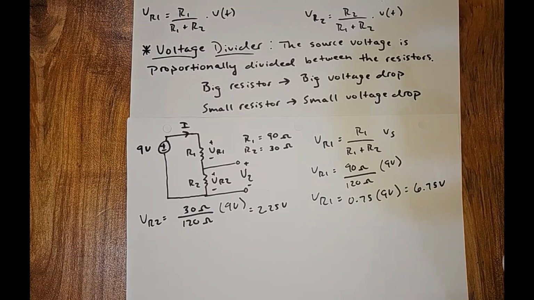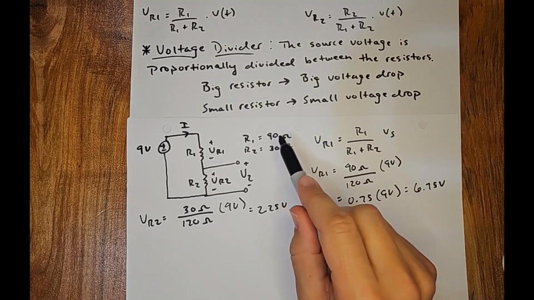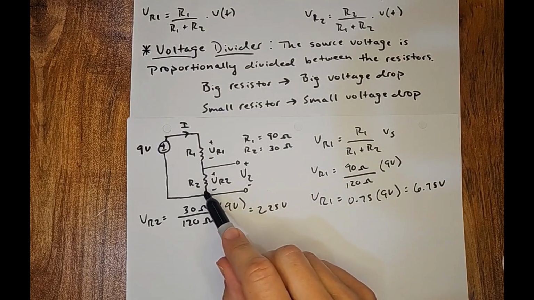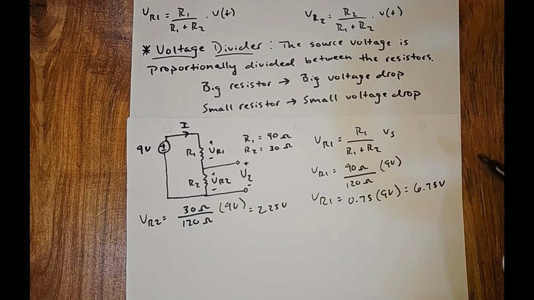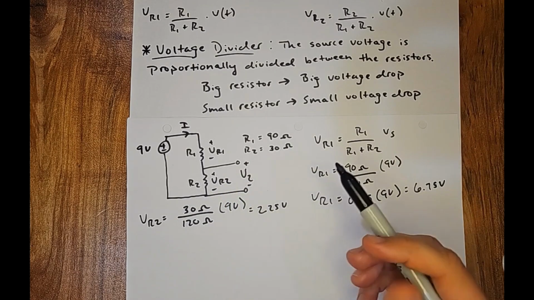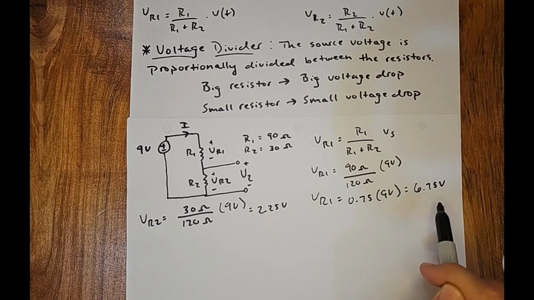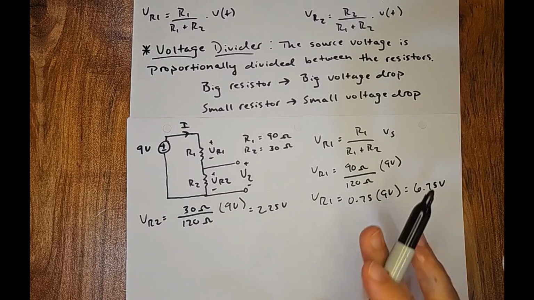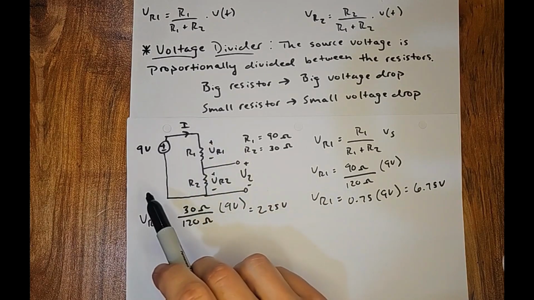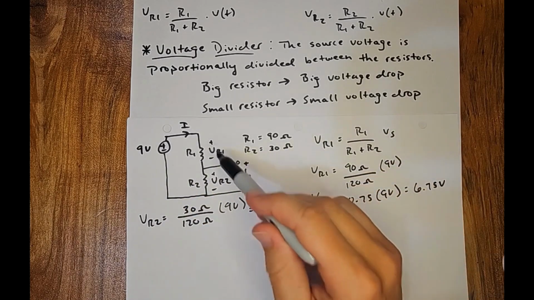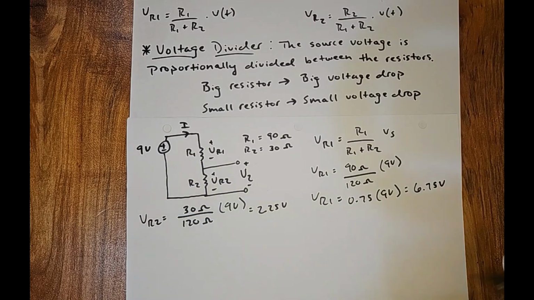Now let's see if that makes sense. R1 is bigger, so it should be getting rid of more voltage than R2. It's getting rid of 6.75 as opposed to R2, which is the smaller resistor, only getting rid of 2.25 volts. So that makes sense. Now let's do sanity check number 2. These should add to 9 volts, which is KVL, Kirchhoff's voltage law. That loop all has to sum up to 0. In other words, VR1 plus VR2 needs to equal 9 volts. So 2.25 plus 6.75 does in fact equal 9, which means we're on the right track.